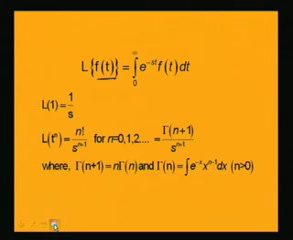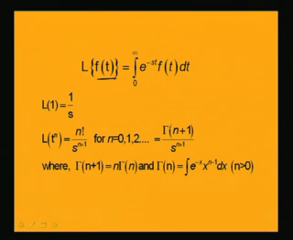Similarly, one can find the Laplace transform for other terms. So, Laplace transform of t to the power n equal to n factorial by s to the power n plus 1. So, for n equal to 0, you get t to the power 0, that is 1, so it reduces to 1 by s. Similarly, Laplace transform of t will be equal to 1 by s square and so on. This is n factorial by s to the power n plus 1, which can also be represented using the gamma function.